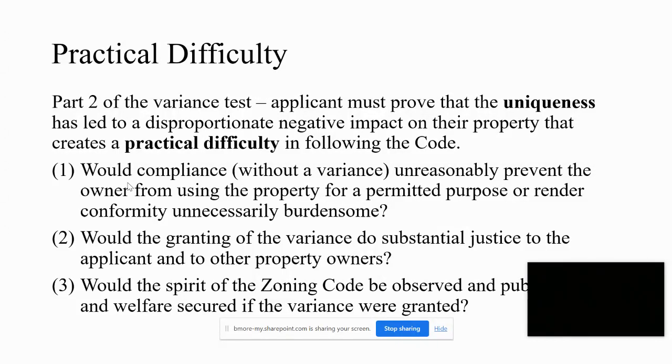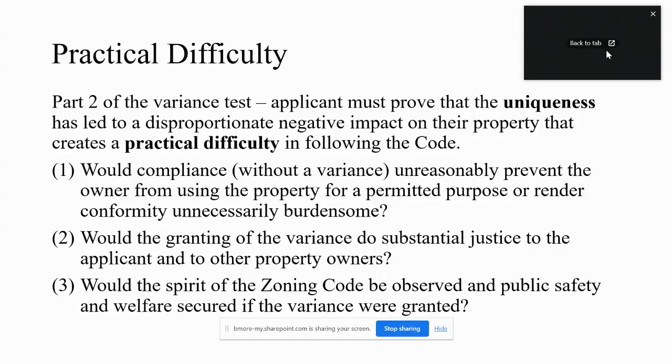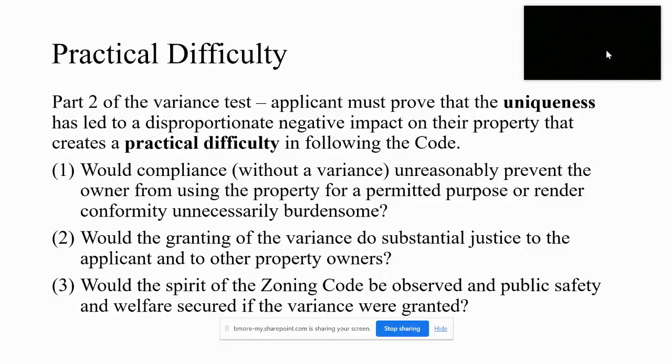So the questions are: would compliance without a variance granted render conformity unnecessarily burdensome? That's a judgment call by the board. Would the granting of the variance do substantial justice to the applicant and other property owners? And would the spirit of the zoning code be observed and public safety and welfare secured if the variance were granted?